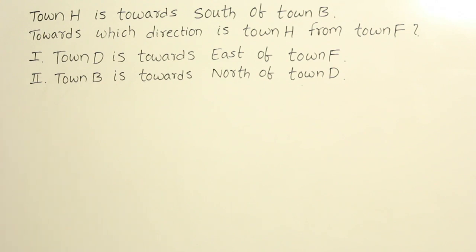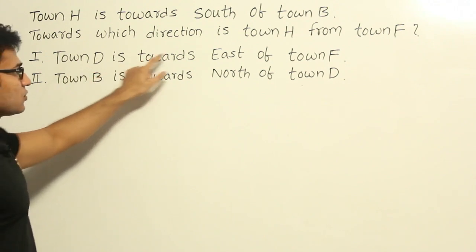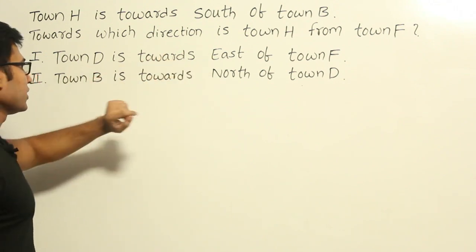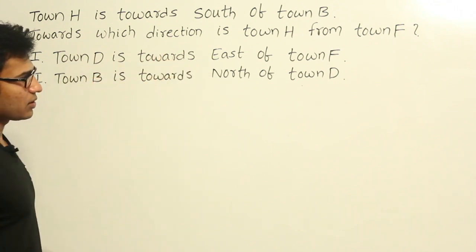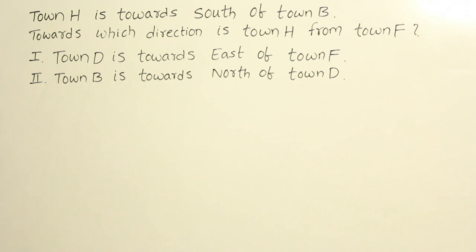In order to solve it, two statements are given. Statement number 1 is saying town D is towards east of town F and town B is towards north of town D. These two statements are given. Now we have to find out which statement is relevant in order to solve this.